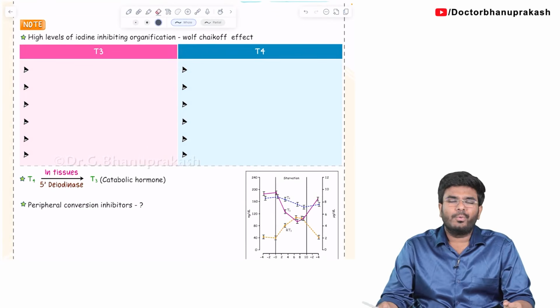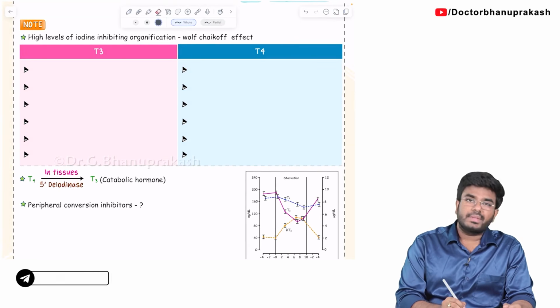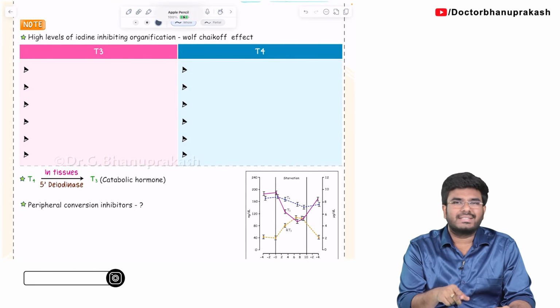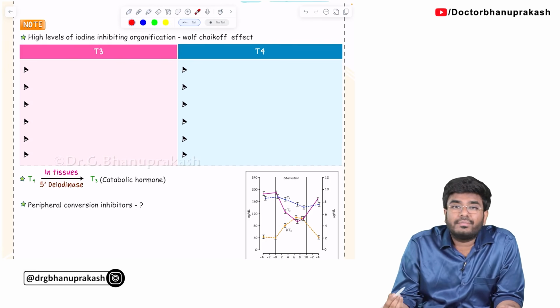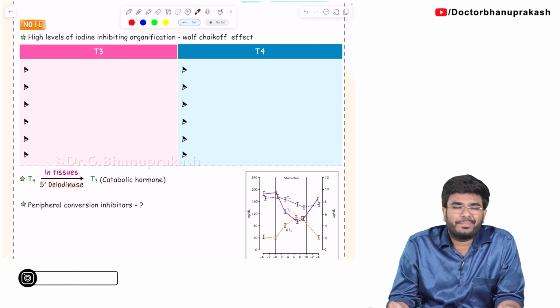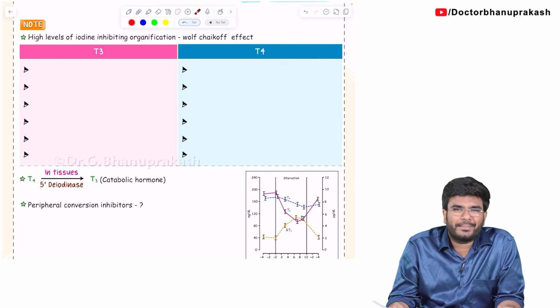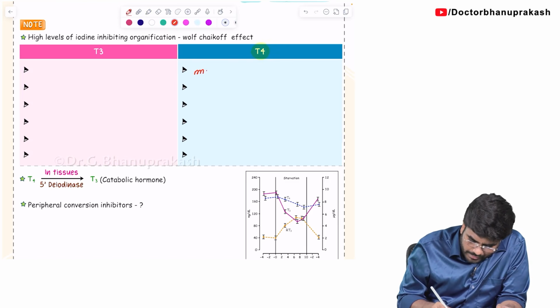Welcome back guys. Now after discussing the production of the thyroid hormones, let's see what the differences are between the two important thyroid hormones, T3 and T4. Guys, what do you think? Which hormone is produced more in quantity? Do you think T3 is produced more or T4 is produced more? The answer is T4. T4 is produced more in quantity.